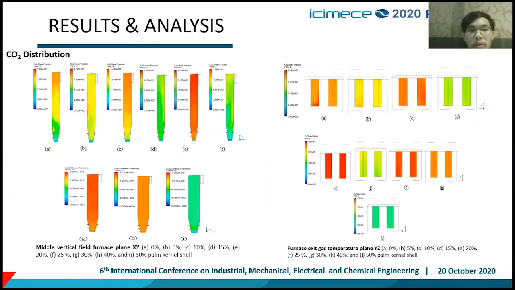The next one, CO2 distribution. So we got 2 points: the middle vertical field furnace plan XY and furnace exit gas temperature plan YZ.